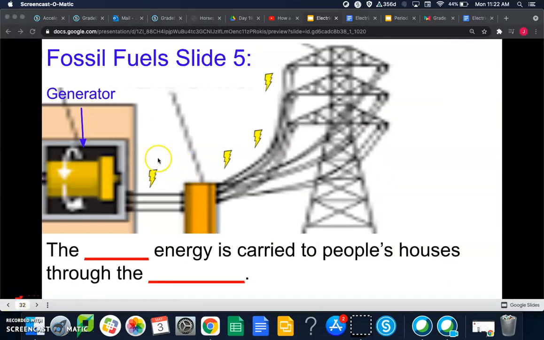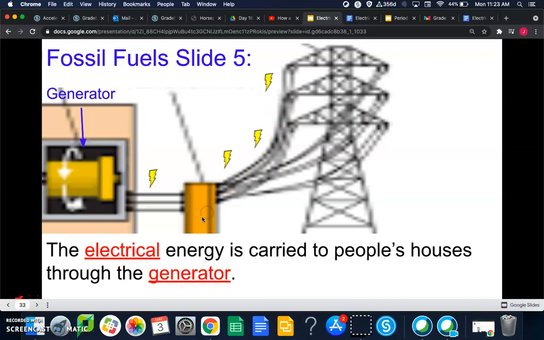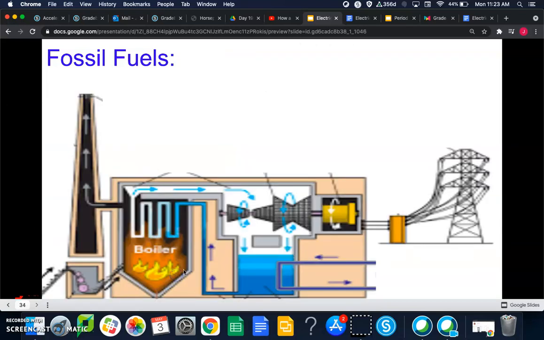Okay, and so then after the generator generates electricity, that electricity is going to be carried up to the power lines, and then the power lines will carry the energy to your home for use. So the electrical energy is carried to people's houses through the power lines. That's our last step. So let's just go over the whole process real quick here.